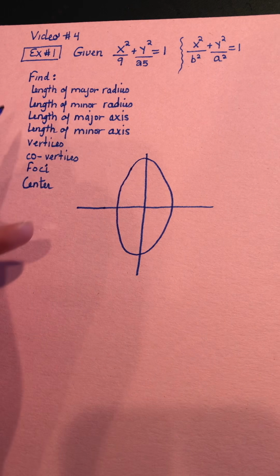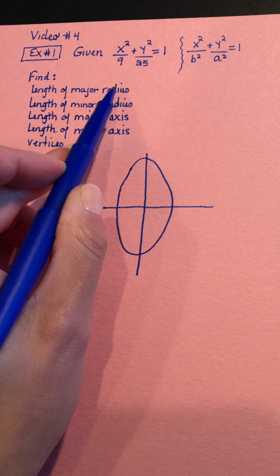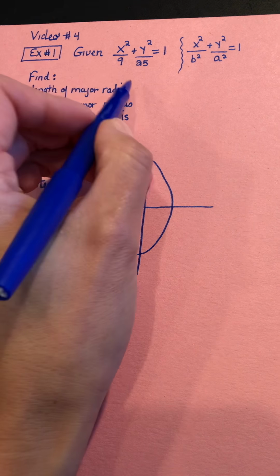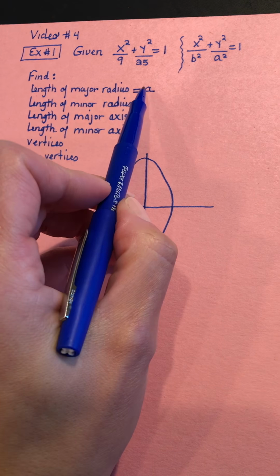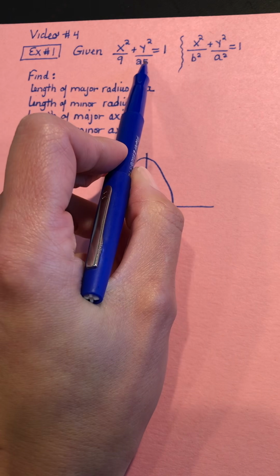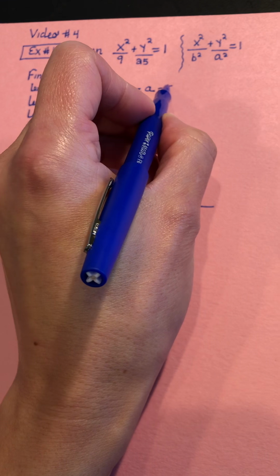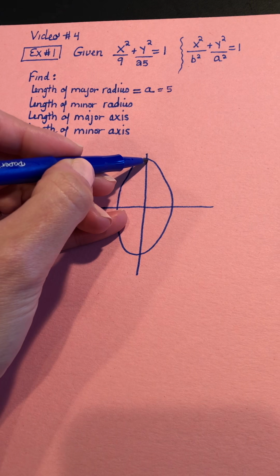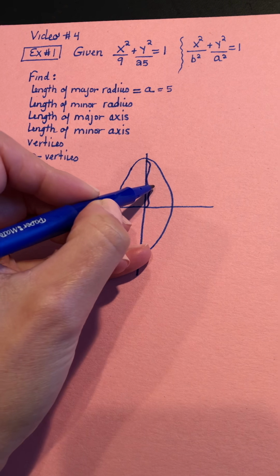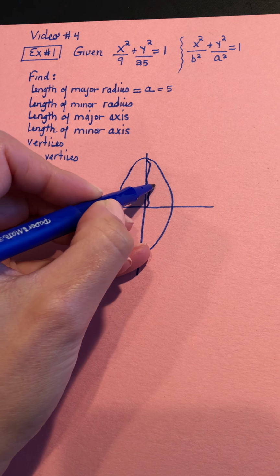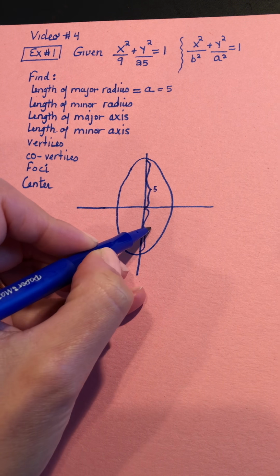Okay, so let's start. Length of major radius. The major radius is going to be the letter A. And in this case, since a squared is 25, the major radius is going to be 5 units long. So that means that this distance here and this distance here is 5, right? That's my A. That's a distance of 5. And this is also a distance of 5.